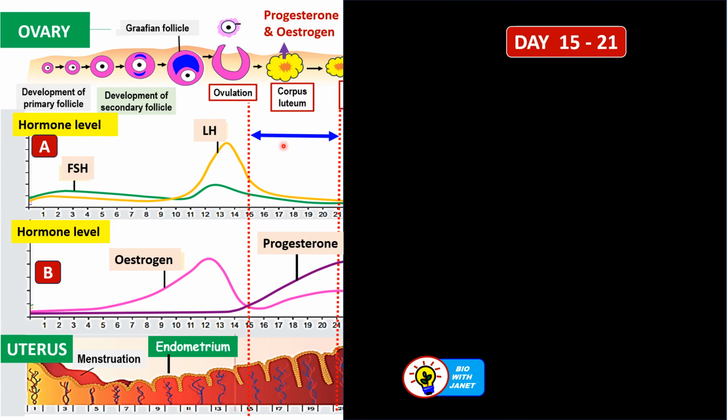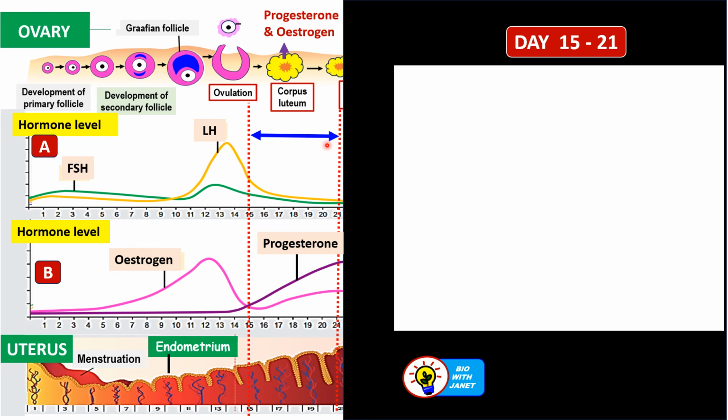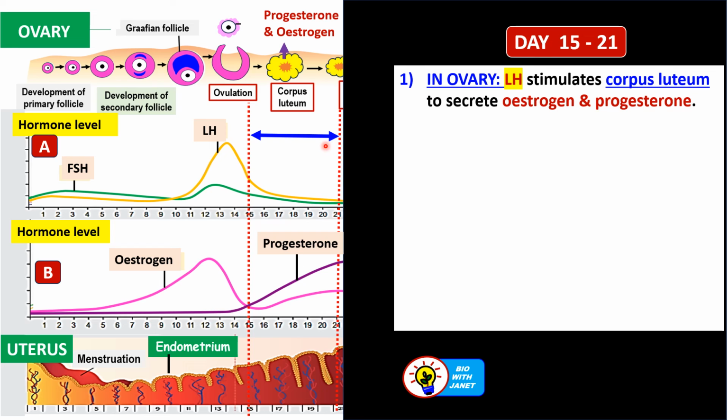Now, the third stage is day 15 to day 21 after ovulation. So LH has stimulated the corpus luteum to be formed. Look at the first diagram above. Then it stimulates the corpus luteum to secrete estrogen and progesterone. Luteinizing hormone has a few functions. One function is to stimulate the corpus luteum to secrete estrogen and progesterone. The other function is to stimulate ovulation to occur before the corpus luteum is formed.